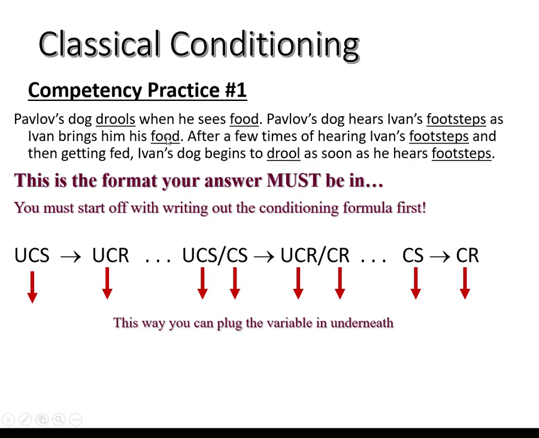So I'll pause the presentation and work competency practice out number 1. Remember, it has to be in this format or it won't be right. So write out the conditioning formula, and yes, that means you'll eventually have to memorize it, and then underneath it, plug in the variables. All right? So pause it, work it. When you get a chance, and when you're done, I'll show you the answer.